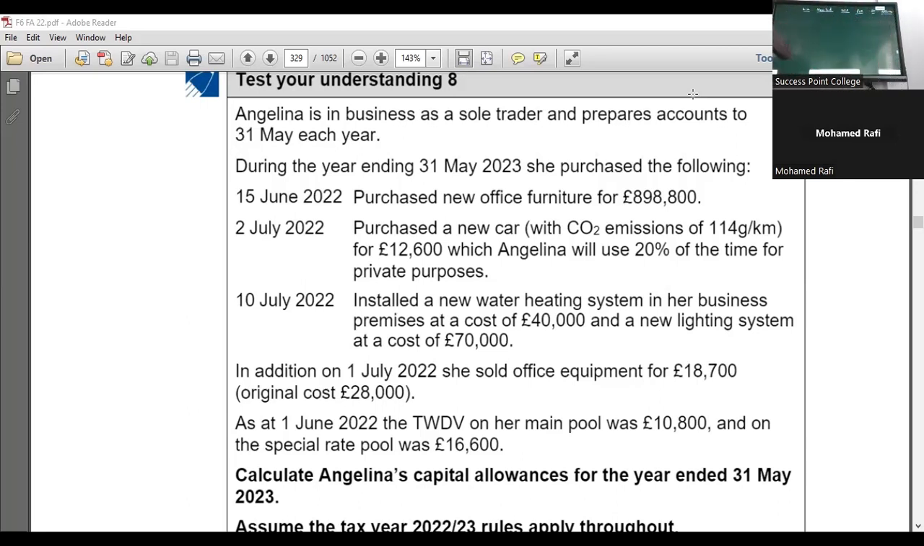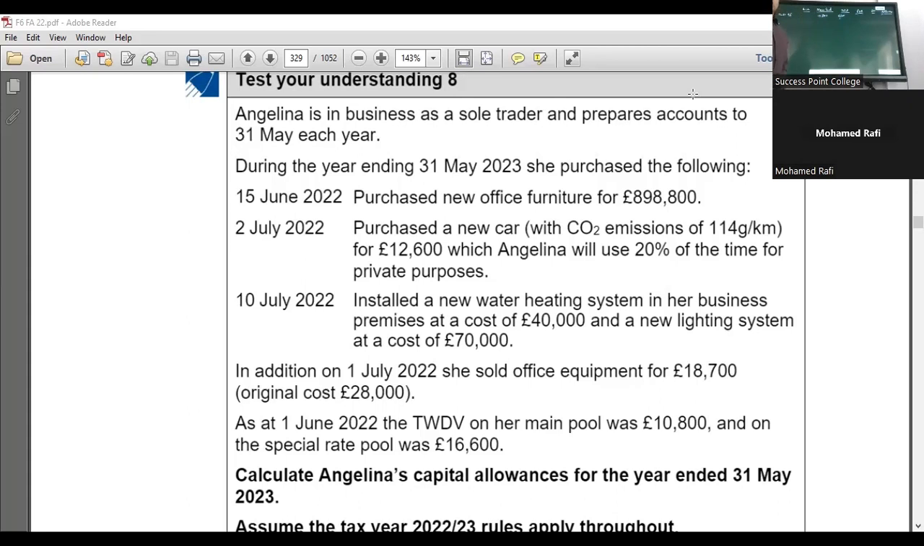So first of all, we have tax written down value brought forward for that. This is the 10,800 for main pool, and this is 16,600 for special rate pool. Okay. So let's go for the purchases.